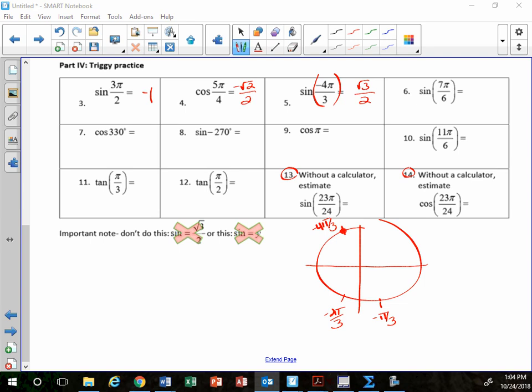Alright guys, let's go through these. Alright, so sine of 7 pi over 6. So that's in the third quadrant. I want the y value. What do you think? What'd you get for number 6? It's negative 1/2, yes. Okay. Cosine of 330. So yes, I could still ask it in degrees too. You know where 330 is? What'd you get for that?